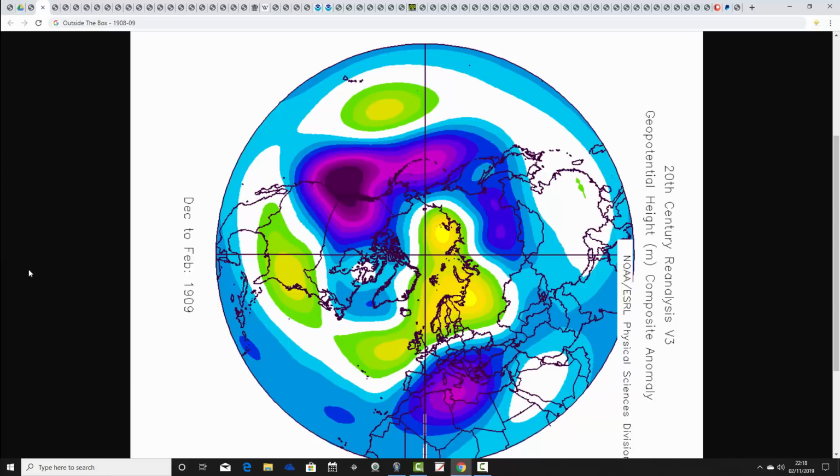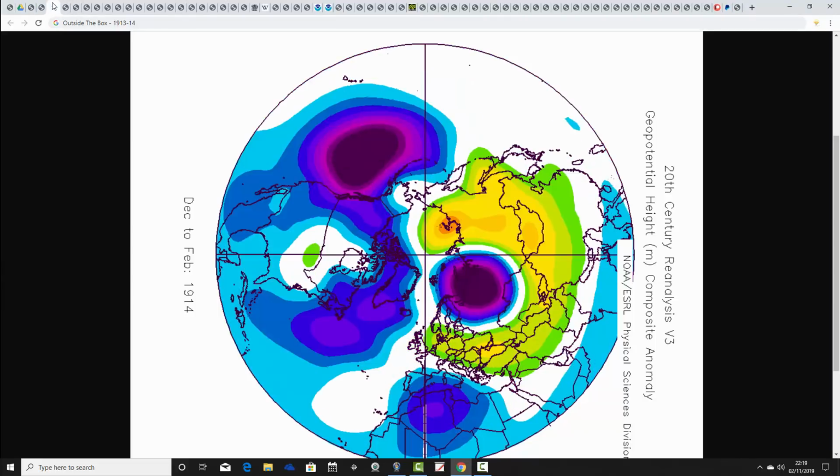Our next Outside of the Box analogues year is 1908-1909. This one with above average heights to our north and northwest, below average heights are to our south and southeast, and bringing in east or northeast winds. That's a cold winter for 1908-1909.